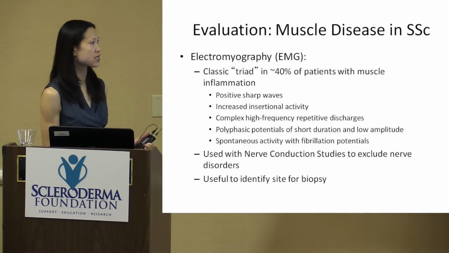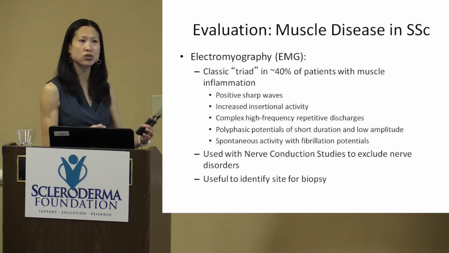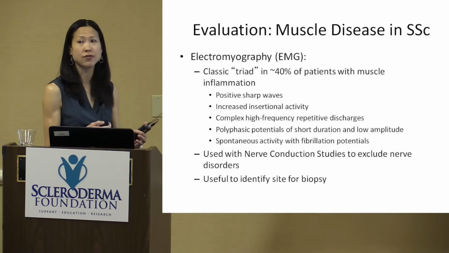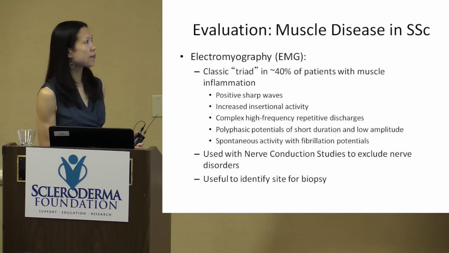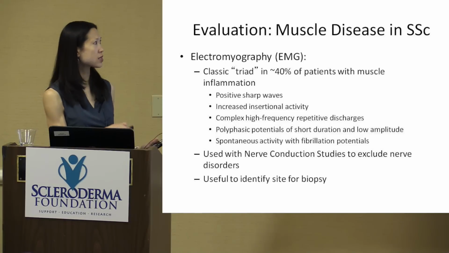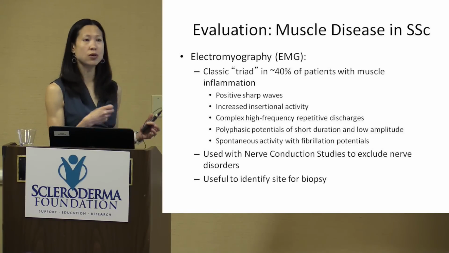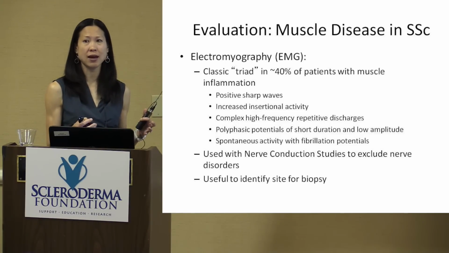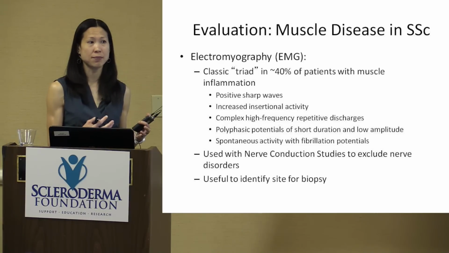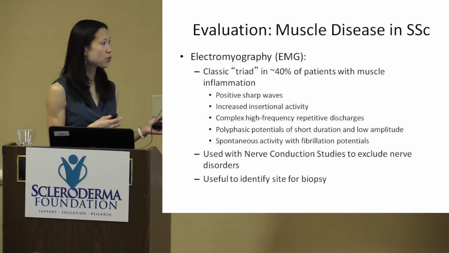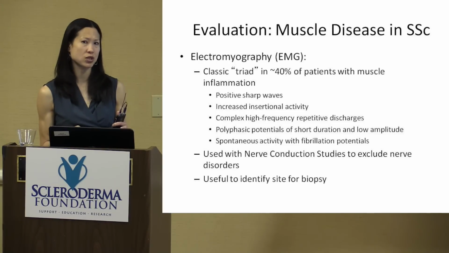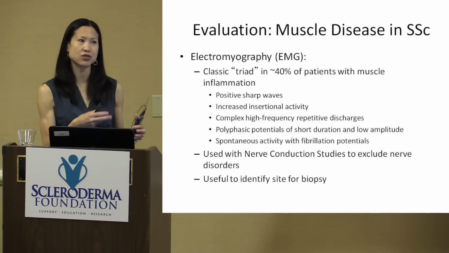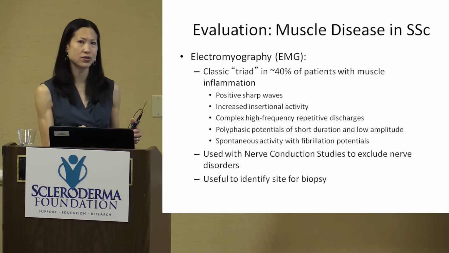And you can do a nerve conduction study at the same time to exclude nerve problems of weakness, which is often happening at the same time. The other helpful aspect of the EMG is that if you find a particular muscle that shows some of these abnormalities, you can do a muscle biopsy, and that will increase the likelihood that you'll see muscle inflammation on the biopsy. It's important to realize, though, that you do the biopsy on the opposite side of where the EMG was done. And the reason why is because the EMG can interfere a little bit with the muscle biopsy results.